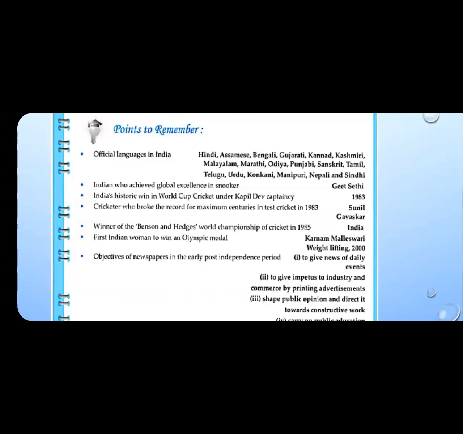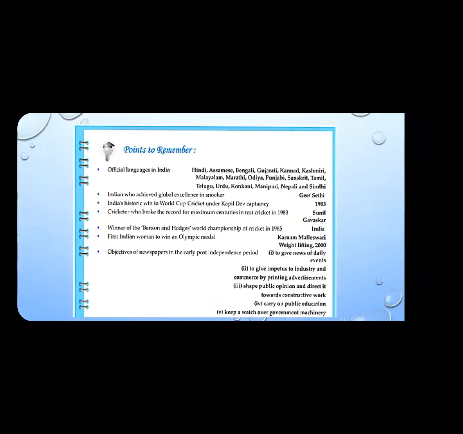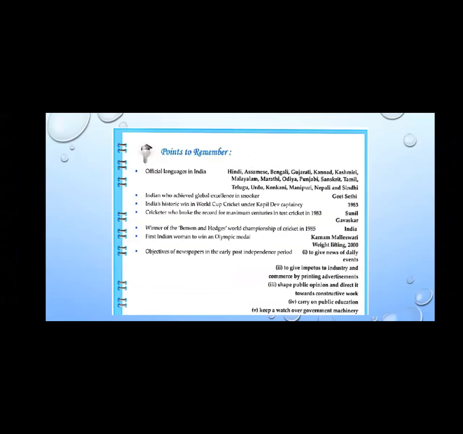Then, what are the objectives of the newspaper? You need to mention the objectives of the newspaper in the early days, when we got independence for our country. It was to give news of daily events, to give impetus, meaning encouragement, to industry and commerce by printing advertisements, to shape public opinion and direct it towards constructive work, carry on public education, and keep a watch over government machinery.